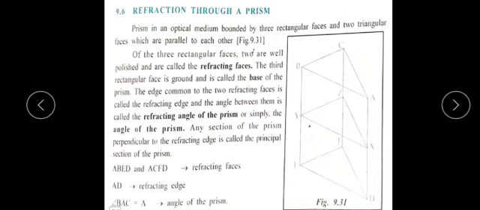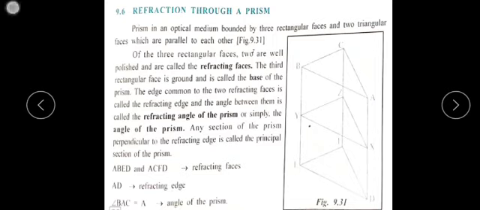Then the edge common to the two refracting surfaces is called the refracting edge, and the angle between these two surfaces we call the refracting angle of the prism, which is what we normally call the angle of prism. See here, this is the angle of prism, which is taken as capital A. So ABED and ACFD are the two refracting faces. Between these two faces there is an angle, and we call it the angle of prism, which is represented by A.